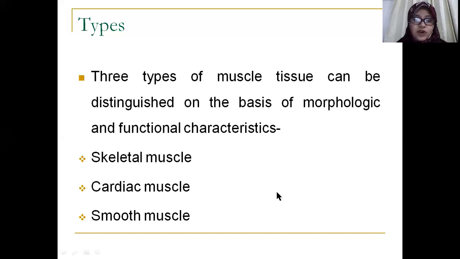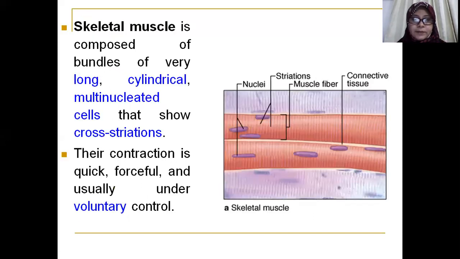On the basis of morphological and functional characteristics, muscle tissue can be divided as skeletal muscle, cardiac muscle, and smooth muscle. Skeletal muscle is composed of bundles of very long, cylindrical, and multinucleated cells that show cross striations. Their contraction is quick, forceful, and usually under voluntary control.